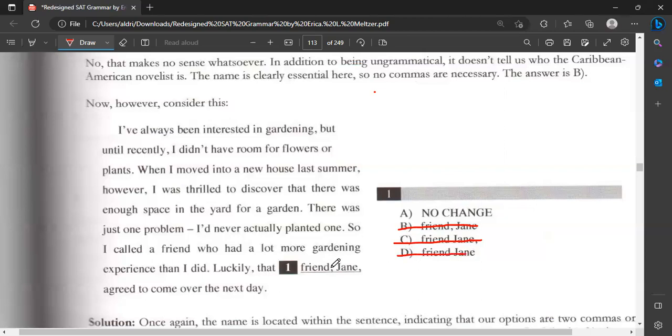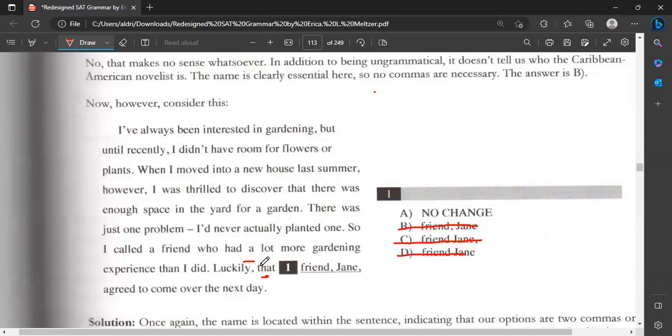Luckily, that friend Jane agreed to come over the next day. If we remove the commas, we realize that Jane is not essential anyway, because we just got a friend and she came over. It doesn't go on to add any other information about her, so she's not really essential. We just need to know that a friend came, and that same friend, because it says "that friend," came. You notice that the comma is coming after the word "that," so you're not being tested on that. Remember, we looked at that today. I just wanted to point that out in case anyone thought of that question as they watch this video, or in case you ever come back to this recording.